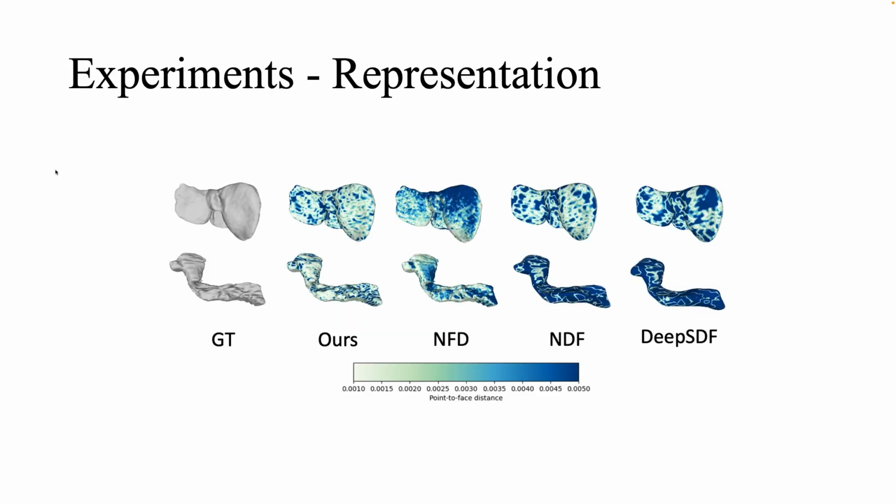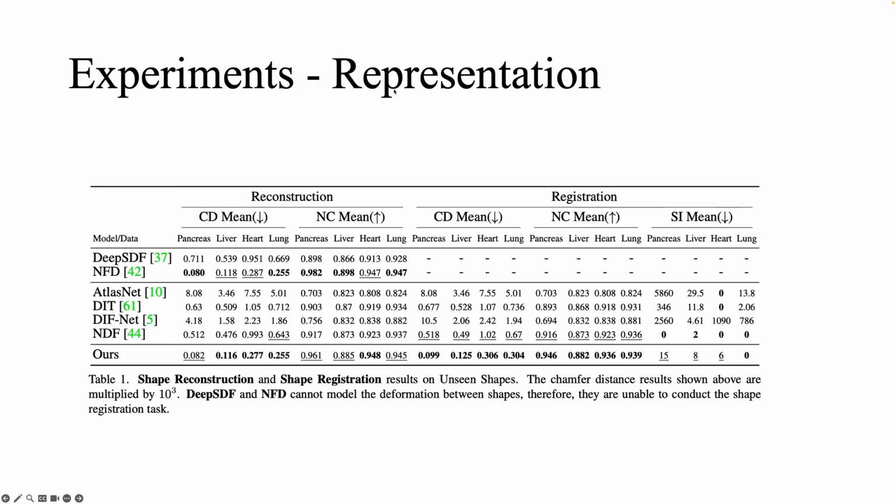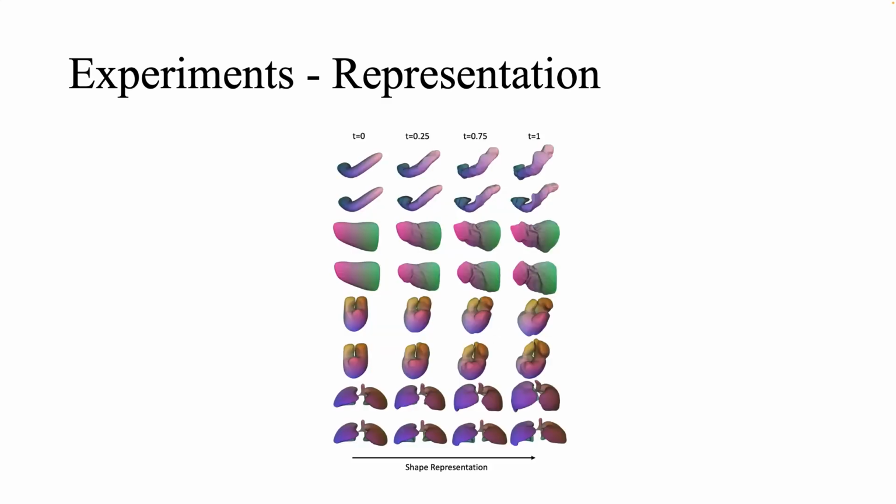We compare the representation results with the state-of-the-art methods, including NFD, NDF, and DIF-SDF. As shown in the figure, our method is able to represent the shape with high fidelity and low errors. Besides the shape representation, our method is also able to do shape restitution between individual shapes, thanks to the bidirectional deformation represented by our deformation module. We also provide more visualization results to show the deformation process and shape correspondence.